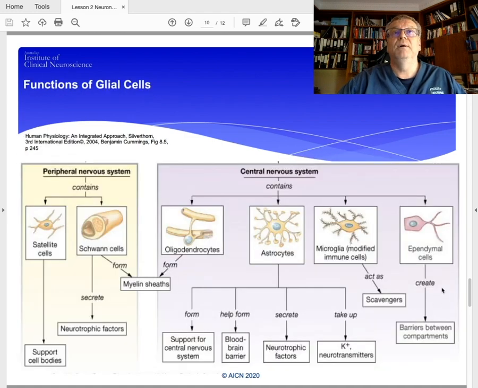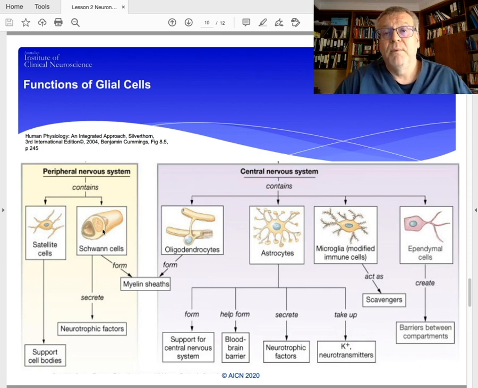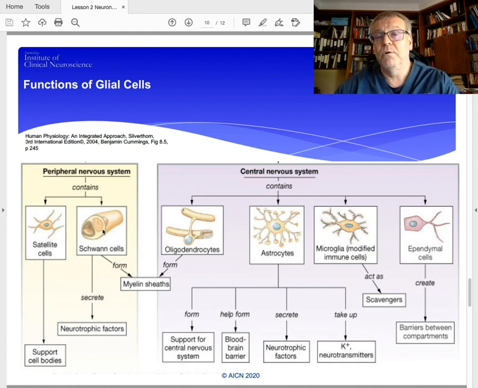Now let's talk about what we covered in the peripheral nervous system. The Schwann cells are the cells that form the myelin sheaths. Schwann cells and oligodendrocytes both form myelin sheaths, one in the peripheral nervous system, one in the central nervous system. Interestingly, the Schwann cells can also release neurotrophic factors. Neurotrophic factors are factors that cause neuron growth or inhibit neuron growth. So sometimes a neurotrophic factor can do both, or either or.